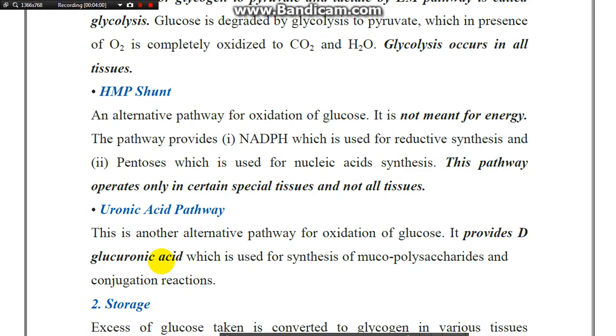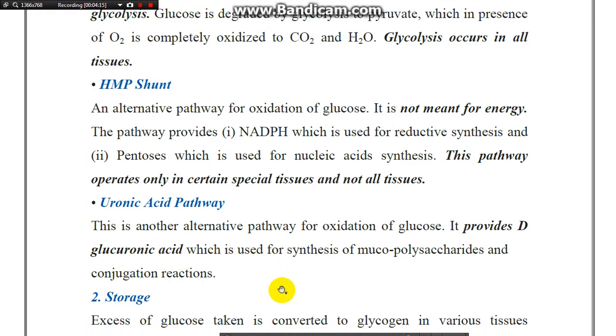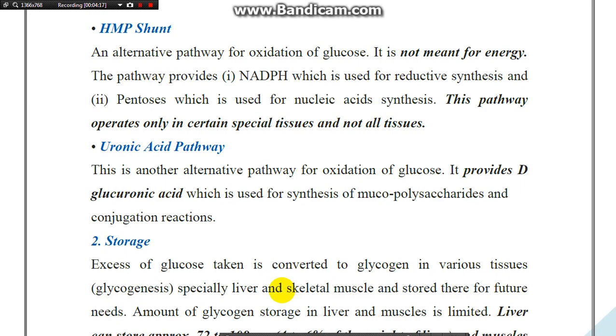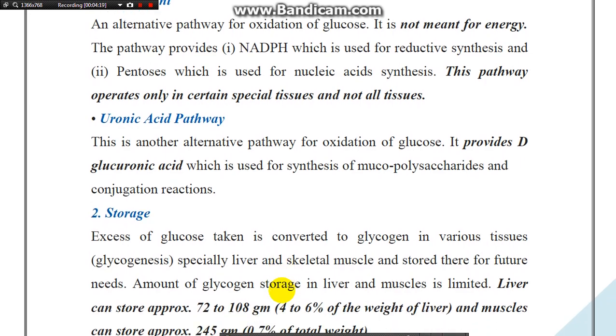وبالتالي when this bilirubin عندما يصل للليفر is conjugated with uronic acid، يعني pathway or glucuronic acid. And the second utilization of glucose is storage، عملية التخزين.